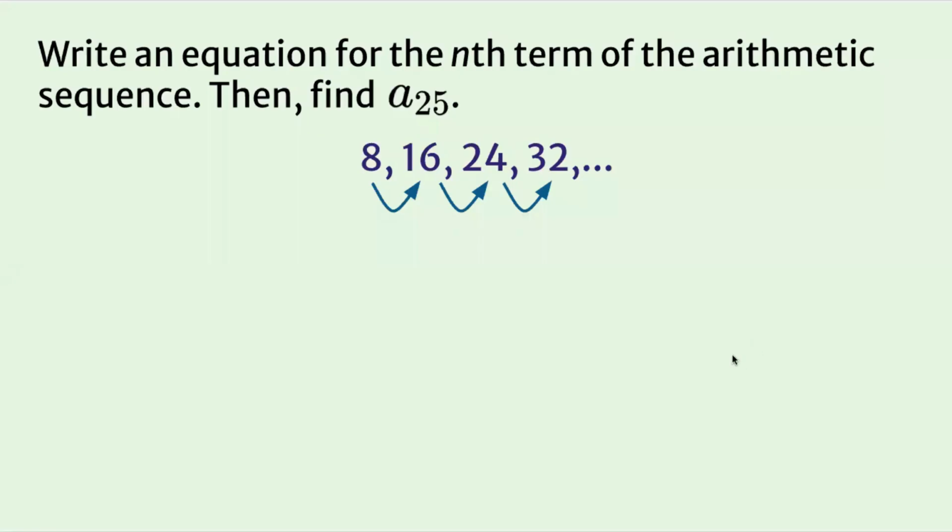And so here's another problem very similar to the last one. We're going to write an equation for the nth term of the arithmetic sequence, and then find the 25th term. So first, let's go ahead and write down our arithmetic sequence equation. A sub n equals a1 plus n minus 1 times d. So now we can go ahead and plug in any of our known values.